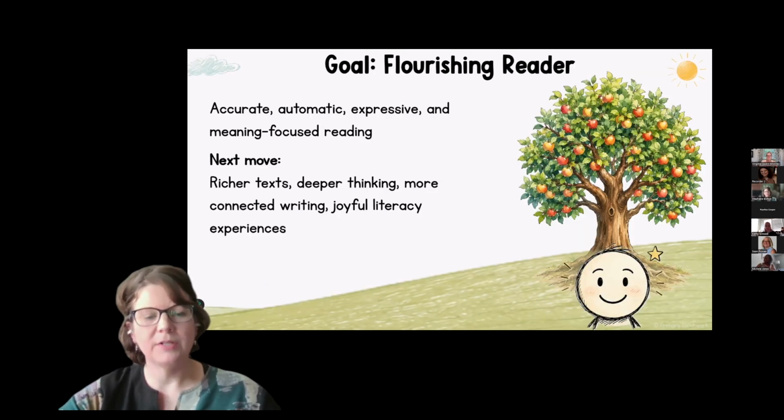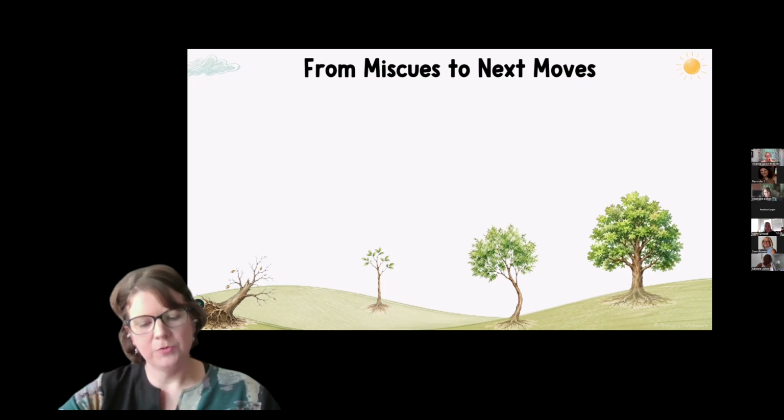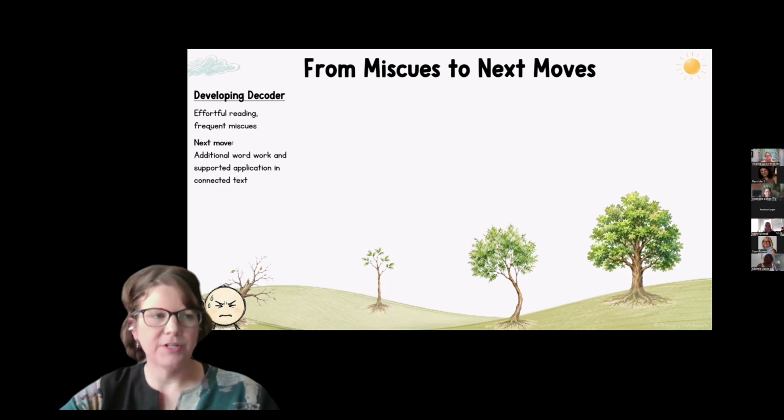Of course, our goal is we want all of our students to be flourishing readers where they're accurate and they're automatic, they're focused on meaning, they're fluent. But in order to get every student there, we have to focus on their miscues to plan our next moves. So for our developing decoders, they have low accuracy and low automaticity. Their reading feels very effortful, and they still have frequent mistakes. They really need additional word work and they need a lot of support and application of reading in connected text.